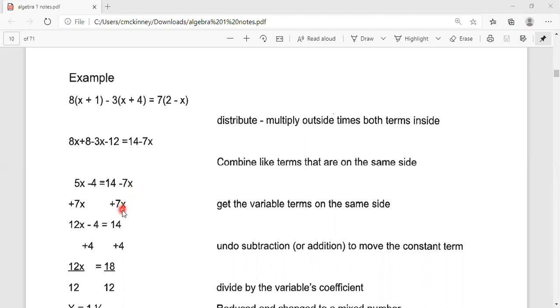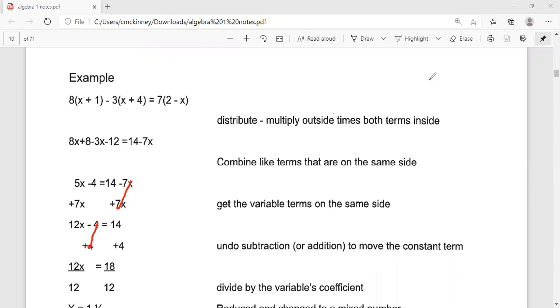So I've added 7x to get rid of this x that is currently on the right. When I add that 7x, that cancels out. Now we have 12x minus 4 is 14. Now it should look familiar because now we're just at a two-step equation. I'm going to add 4 so that these 4's cancel out, and then I'm going to divide.